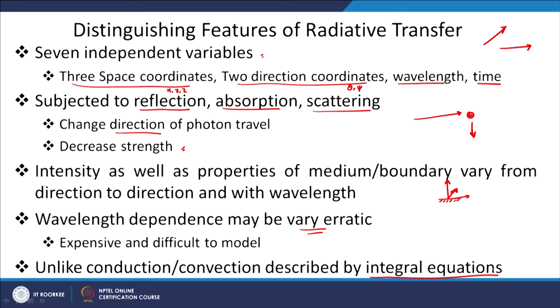Conduction and convection problems can be solved using differential equations, partial differential equations. On the other hand, the radiation problem is not represented by a normal differential equation, ordinary or partial; it is represented by an integral equation. The boundary conditions as well as the equation of transfer are represented by an integral equation. We will derive this equation in this course and we will learn how difficult it is to solve this integral equation. So, all these factors make the radiation problem very difficult.